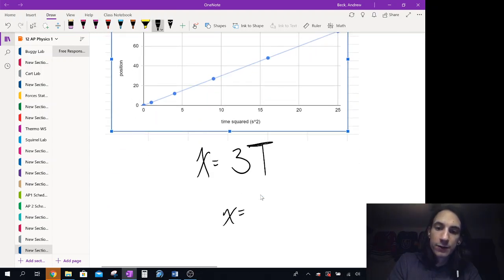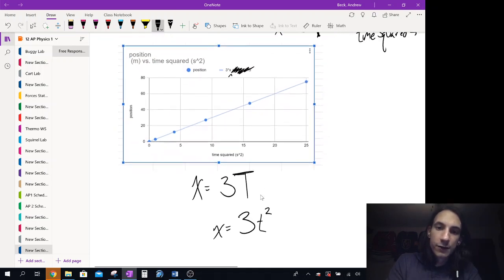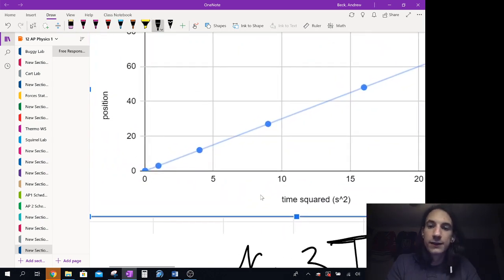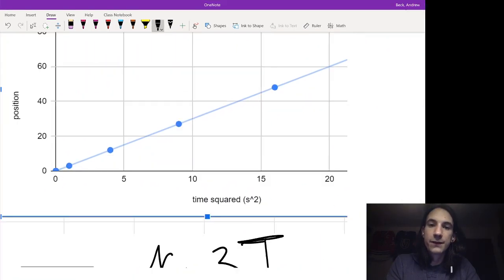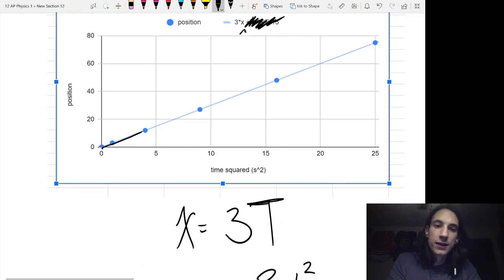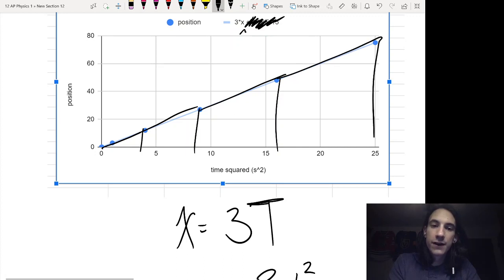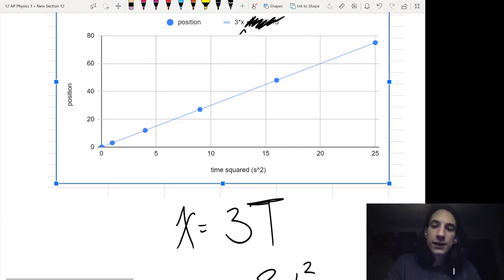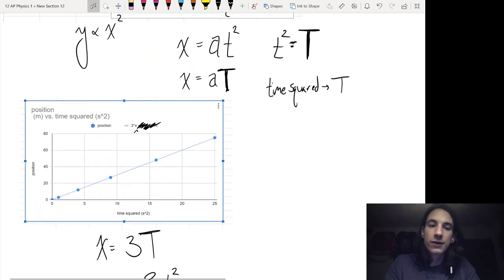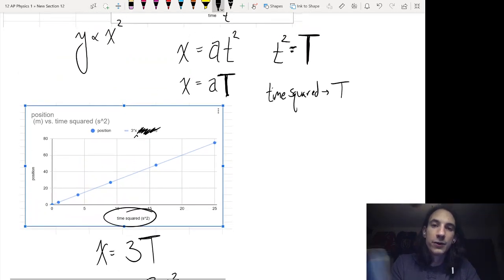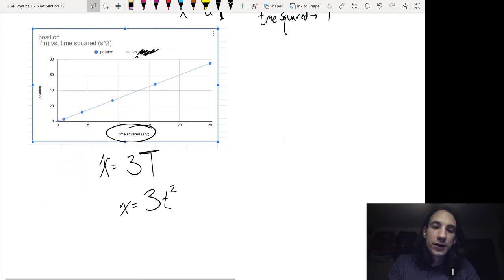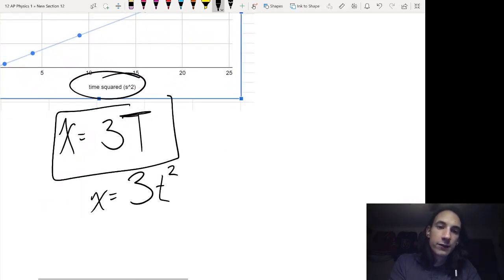And now what I can do is substitute back in, x equals 3t squared. So if I look at this, now this linear graph is super helpful. It's super useful to me because I can calculate the slope based on my graph, based on my line of best fit, and figure out how x is related to my variable on our horizontal axis. So now we can do that super easily, and we have a nice linearized equation that we can graph. We can figure out the growth factor between my vertical axis and my horizontal axis.